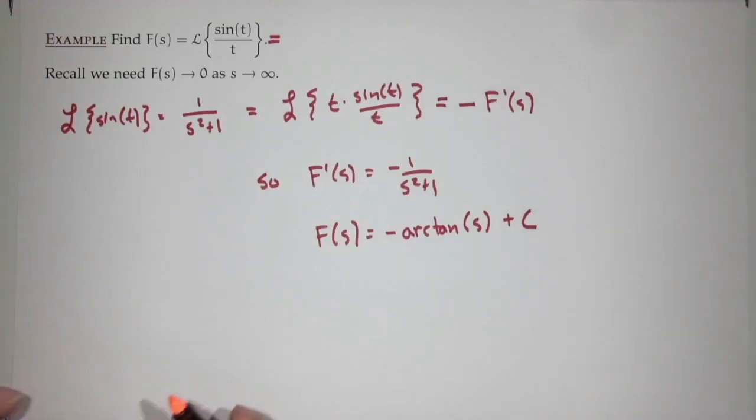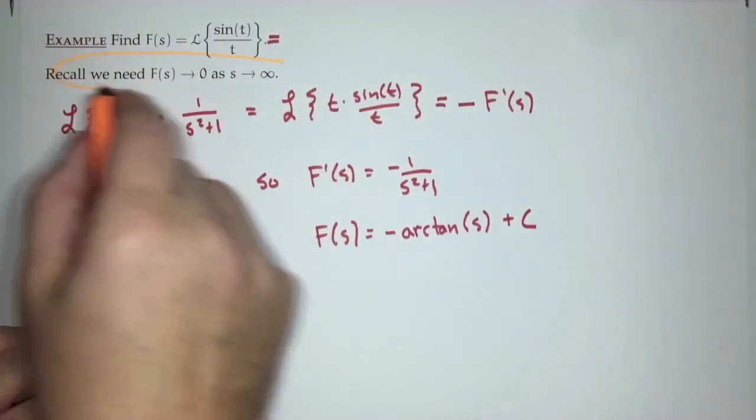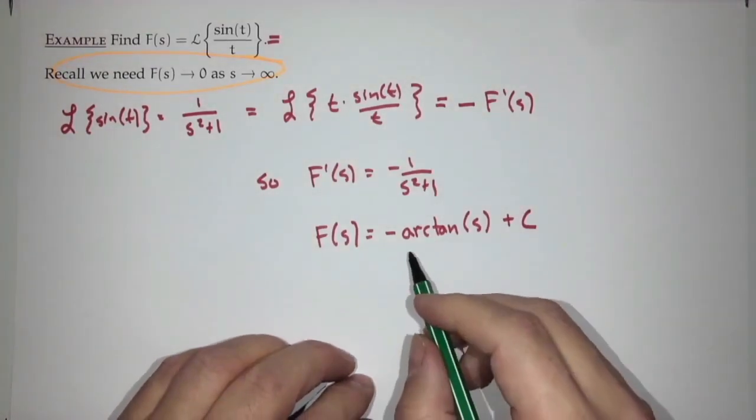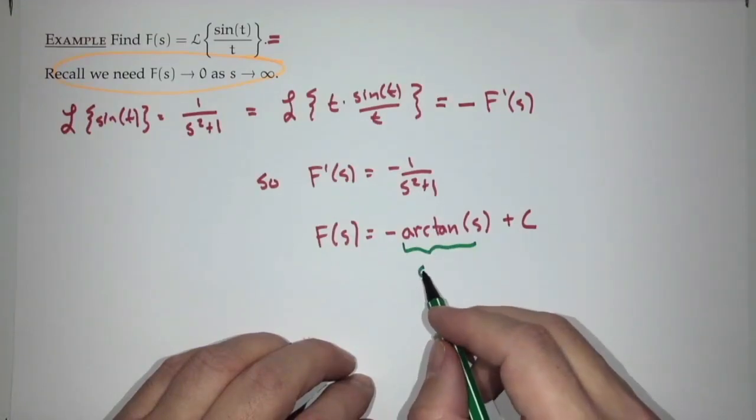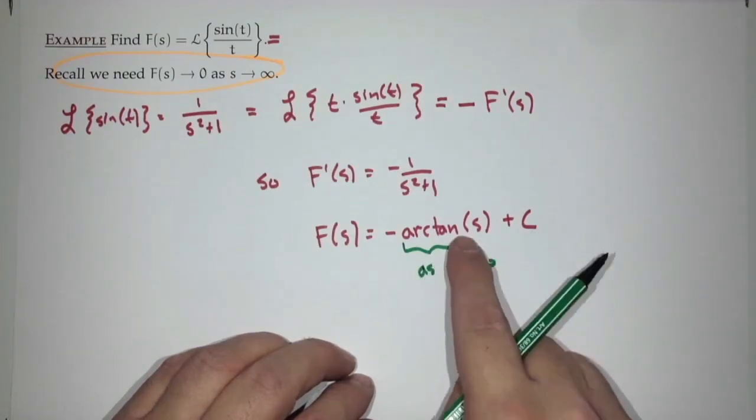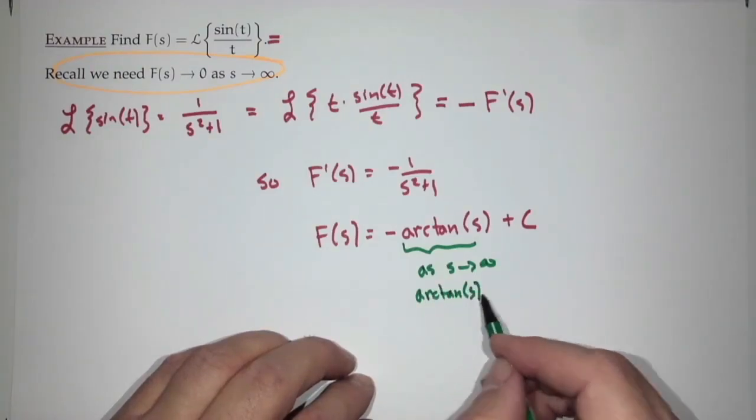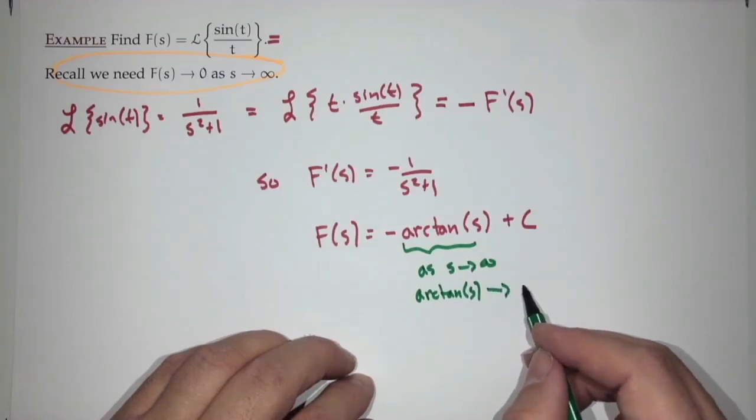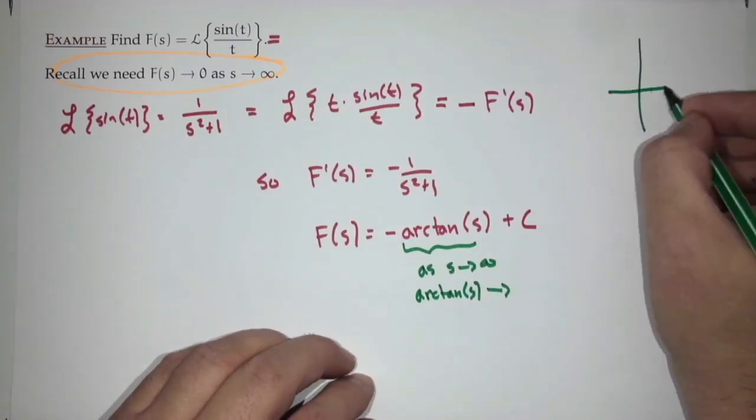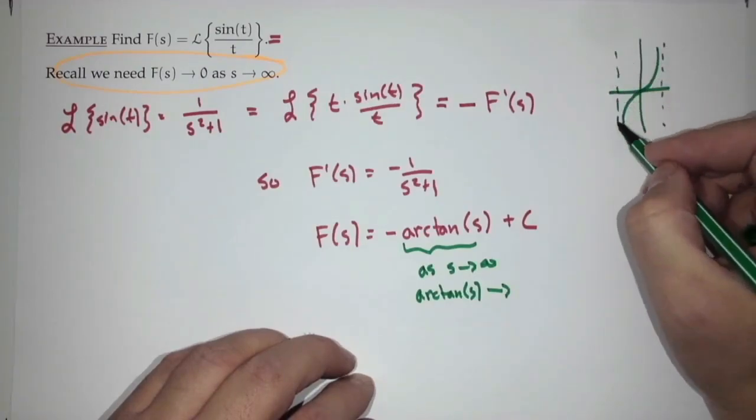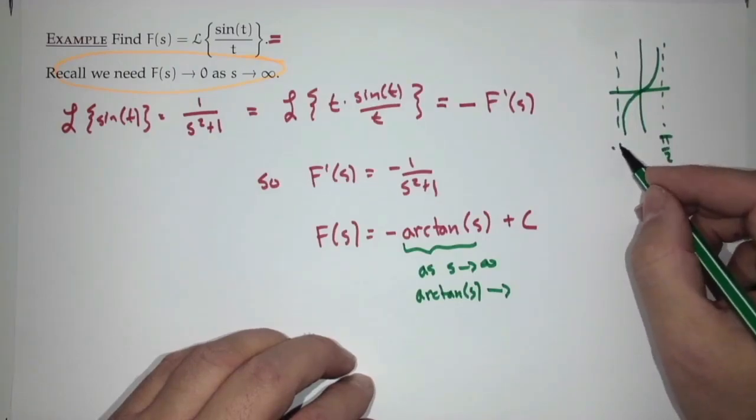It's a great question. Oh, there's a recall here. Our functions should go to 0 as time goes to infinity. Now, currently, what happens to arctangent as s goes to infinity? What does this do? Do you remember the arctangent function? So if you think about the tangent function, it looks like this. Where are the asymptotes at? Pi over 2, negative pi over 2.